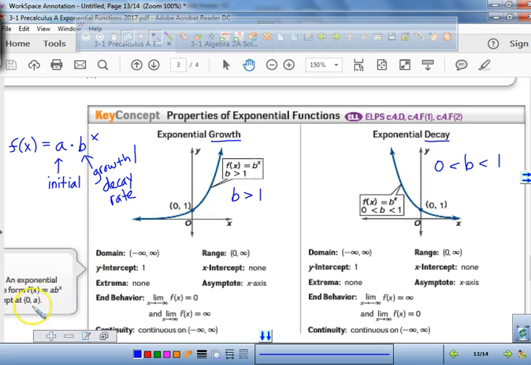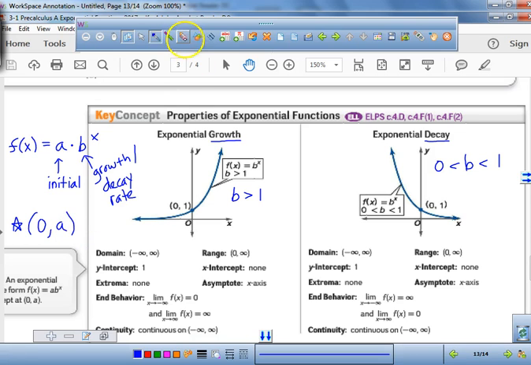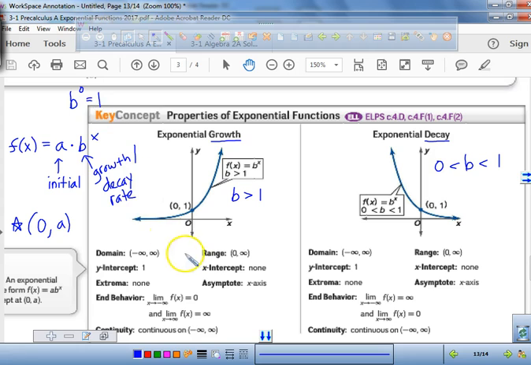Now, right here it's kind of hard to see. This is a very, very important concept. Understand, whenever you plug in 0 into your exponential function, it will be your a value. When you plug in 0, what is any number to the power of 0? If I say b to the power of 0, what's that going to equal? 1. Okay? So all you're going to be left with is your a value. So that's a key concept to note as well. Whenever you plug in 0, you get your a value.